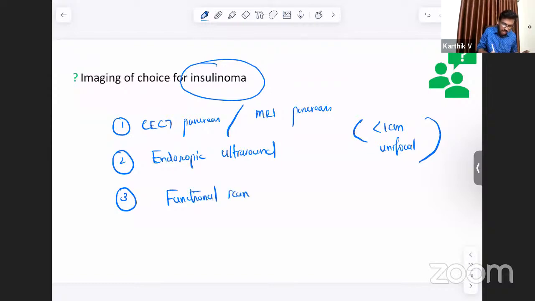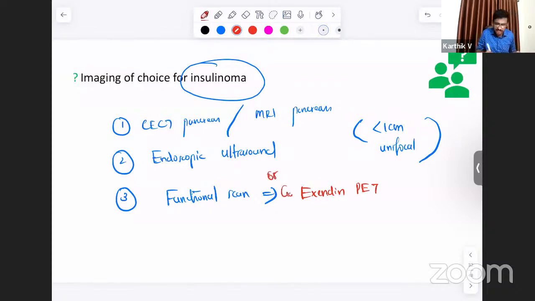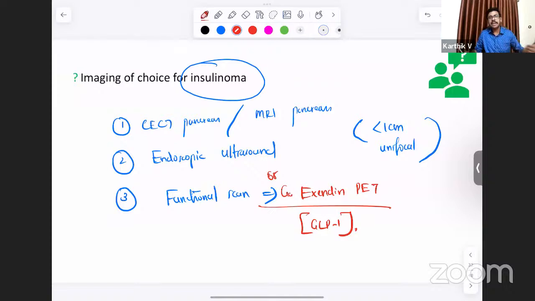Okay, the functional scan, which is the preferred one, is the exendin PET scan. Gallium 68 exendin PET scan. I'm not going into much of the details. The exendin will bind to the GLP-1 receptor. The GLP-1 receptor will be abundantly expressed in the insulinoma, whereas it will not be there in other pancreatic neuroendocrine tumors. So by doing this exendin PET scan, you can differentiate insulinoma from other pancreatic neuroendocrine tumors.